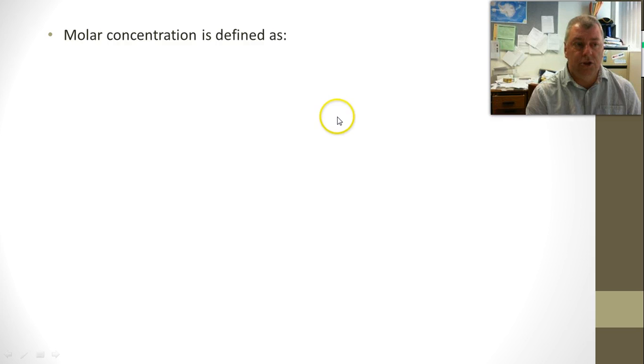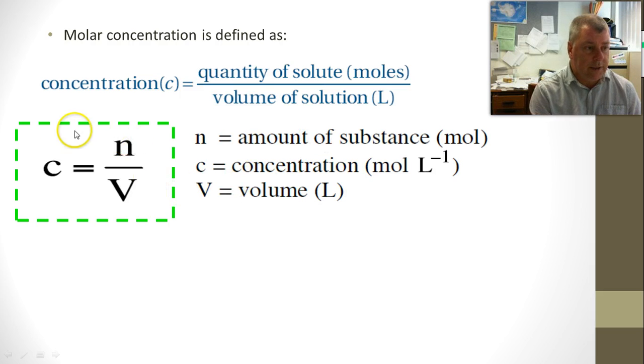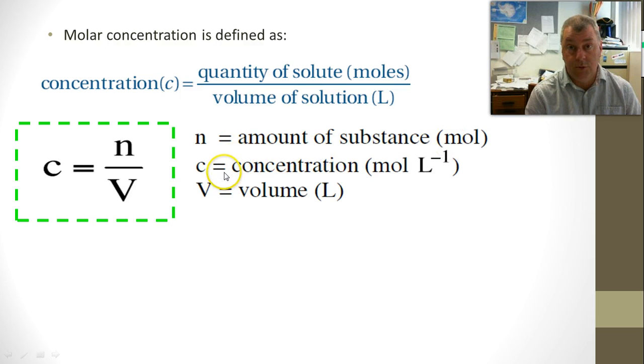Molar concentration is defined by some formulas that we're going to use. And the one that we have on our information sheet is little c equals little n divided by v, where n is the amount of substance in moles, which we used before. C is a new term, the concentration in moles per litre, and v is the volume in litres.